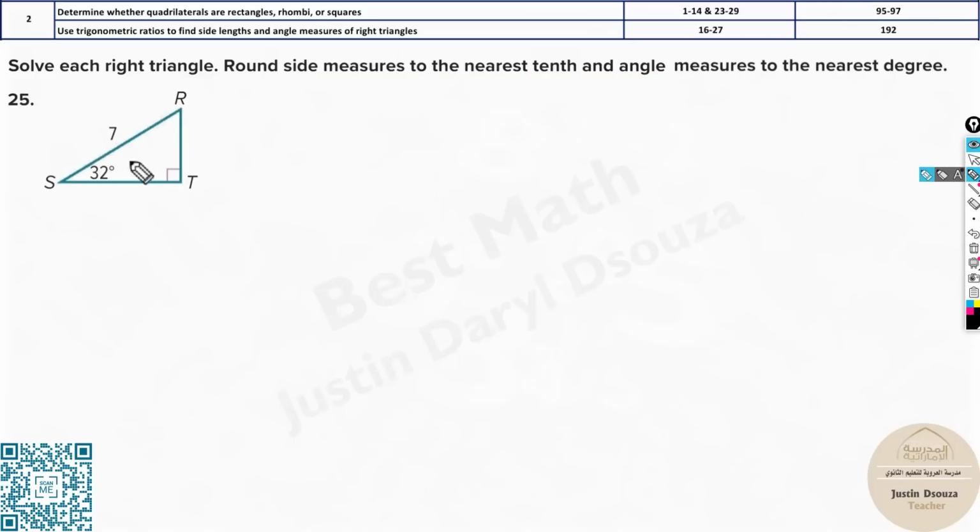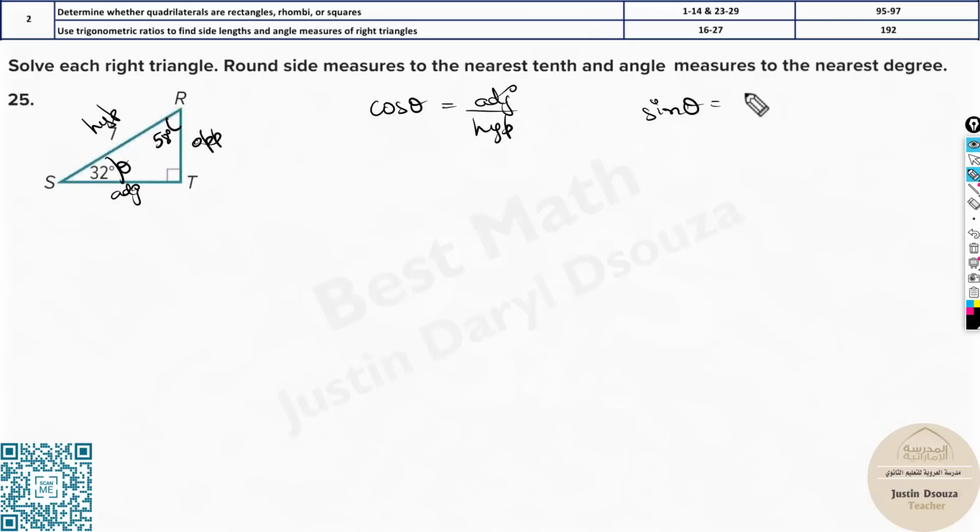And here as well, it's a similar problem. Oh no, here it's very easy because the angle is given, 32 degrees. This is 90, so this one will be 58 degrees. The hypotenuse is 7. Now I'll consider this to be theta, opposite, hypotenuse, and this is adjacent. So we know the hypotenuse, that's 7. So I will use the formulas: cosine theta is equal to adjacent by hypotenuse, and sine theta is equal to opposite by hypotenuse.